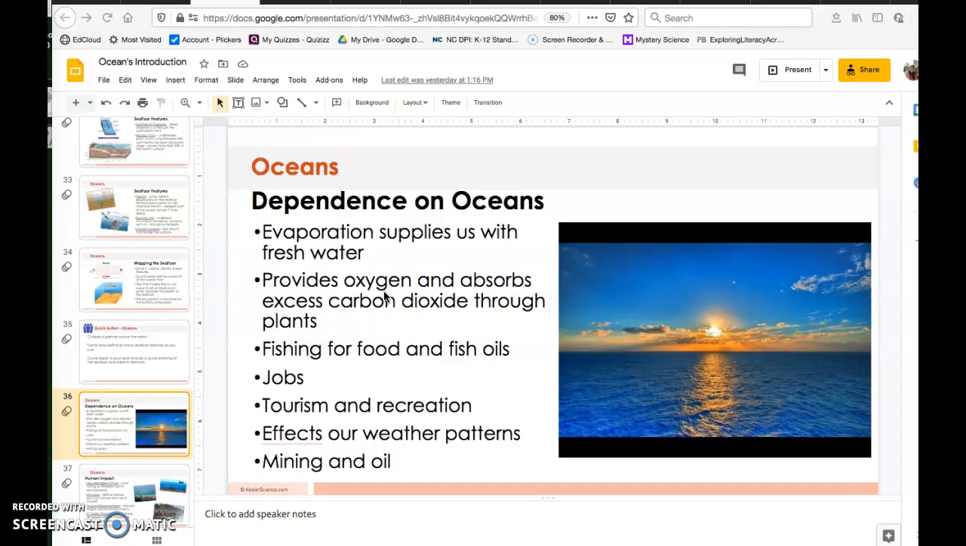The oceans affect our weather patterns. If we didn't have the ocean currents, we wouldn't have the weather and climate that we do now. And also we find oil and mine for minerals in the ocean as well.